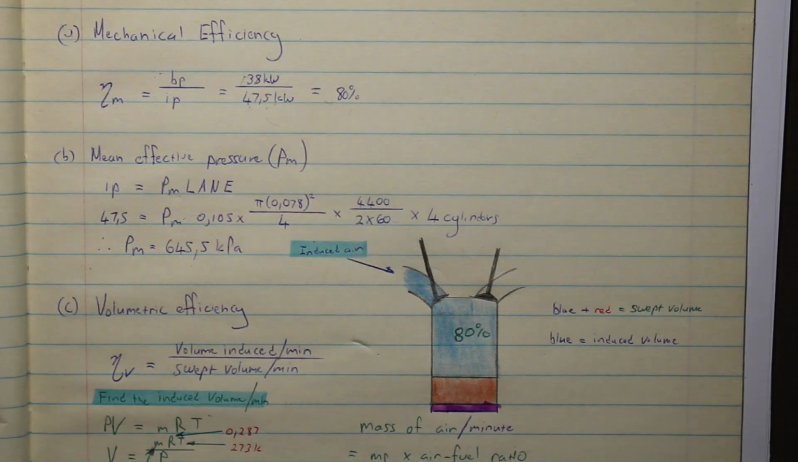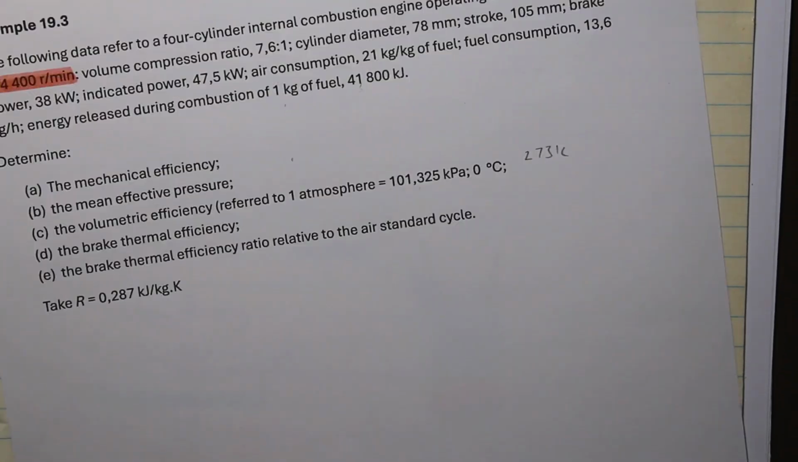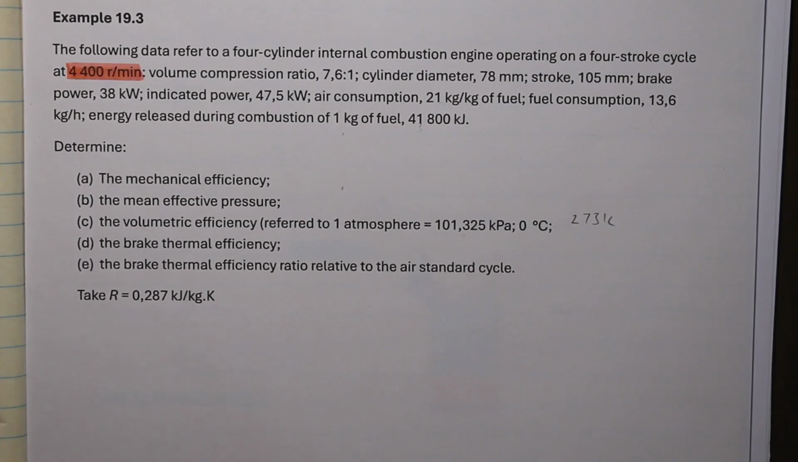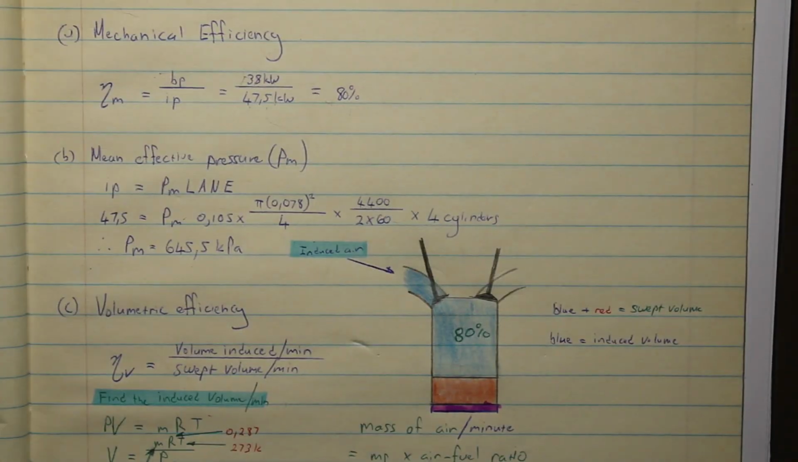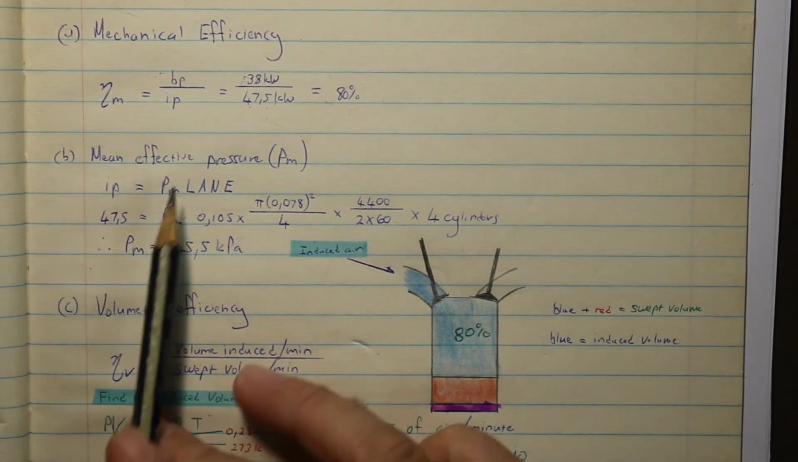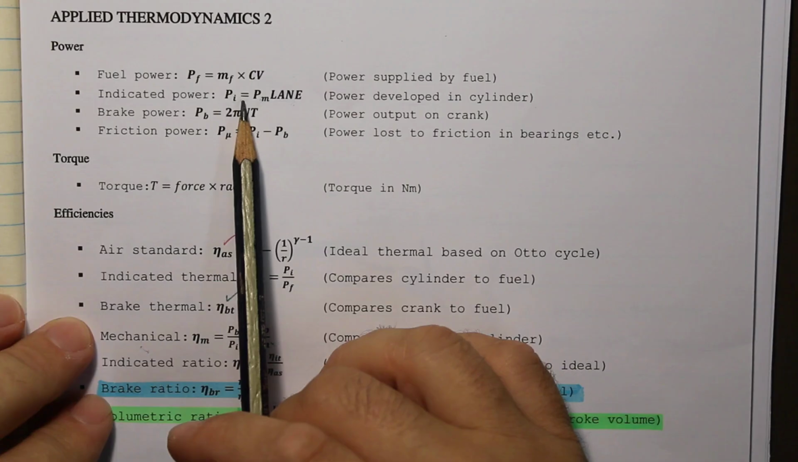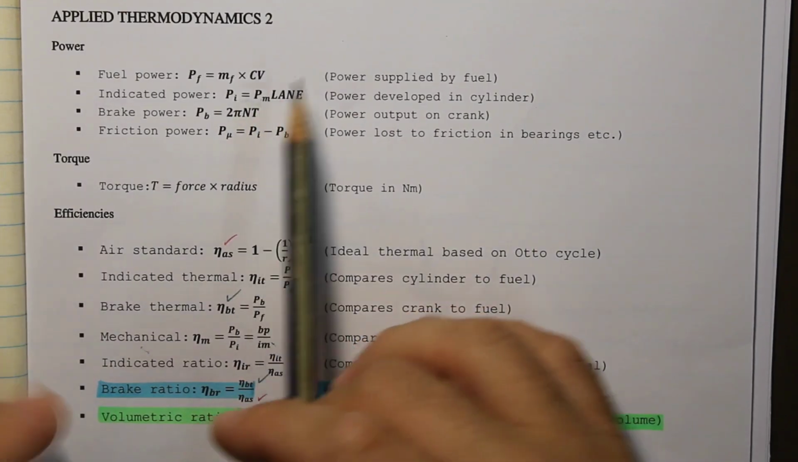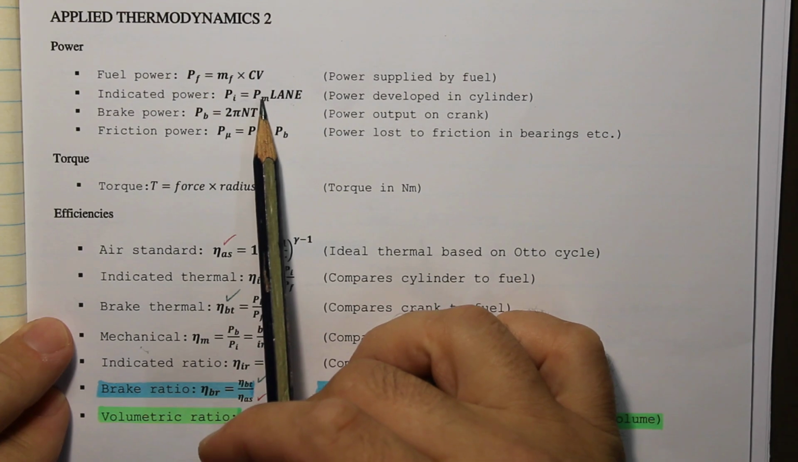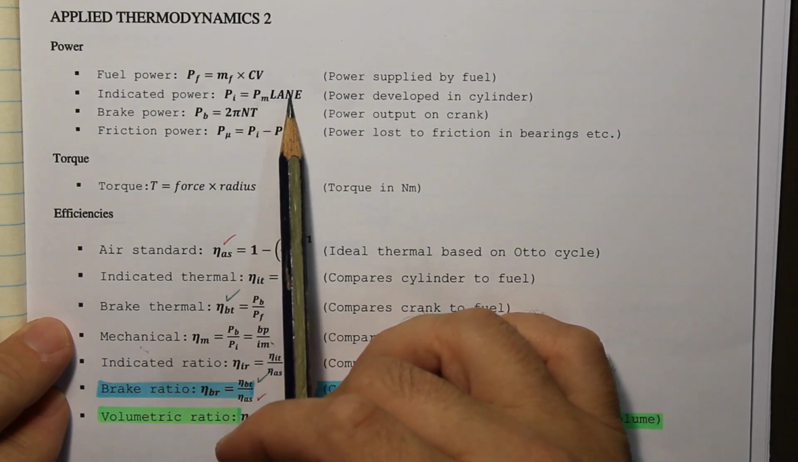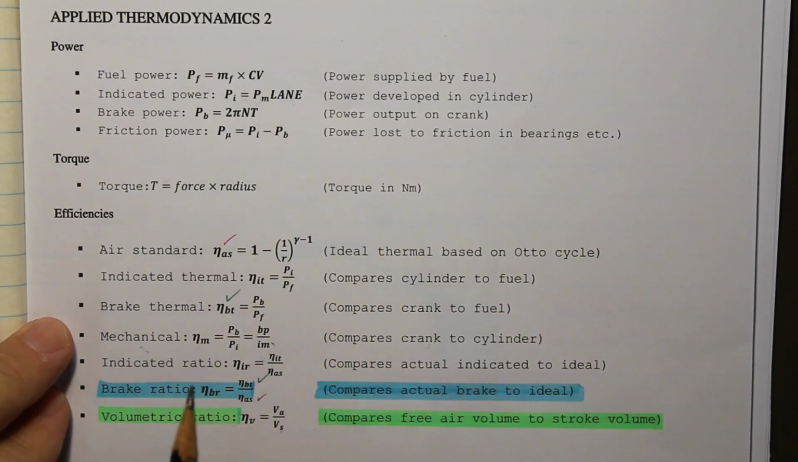Then in the next question, point B, they want the mean effective pressure. Remember, the mean effective pressure has to do with the indicated power, which they've given us. The formula is on the top here: indicated power equals PLAN. So we have the mean effective pressure, the length, the area, the speed of the engine, and the number of cylinders, which is E. That is the power developed in the cylinder.